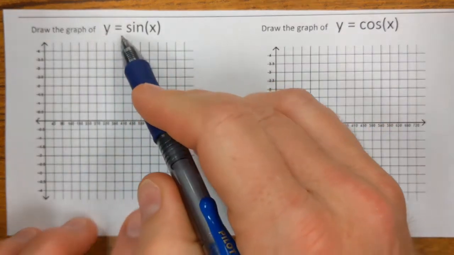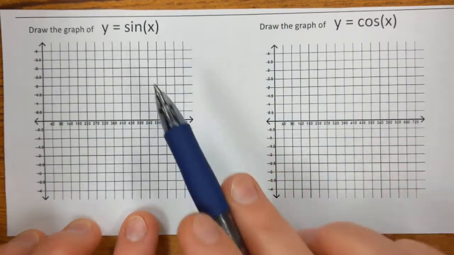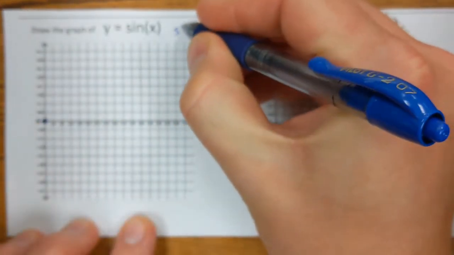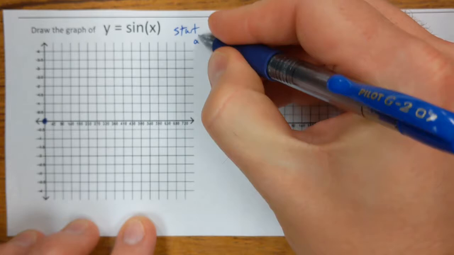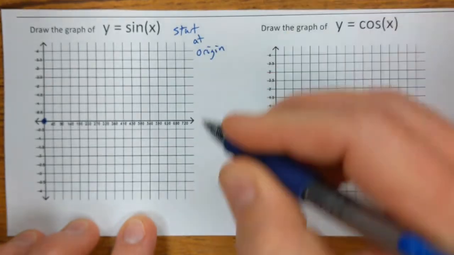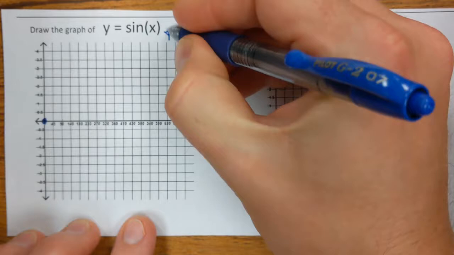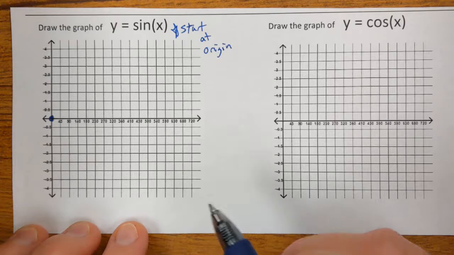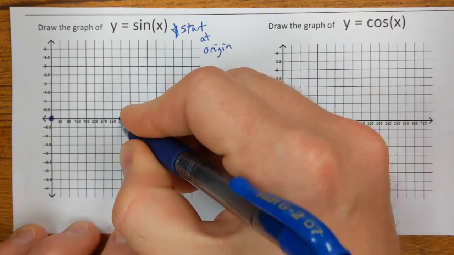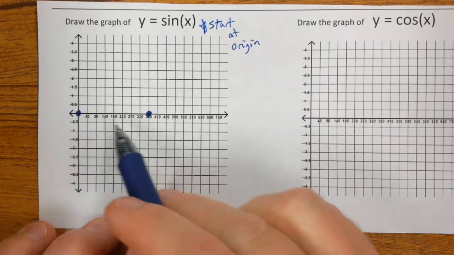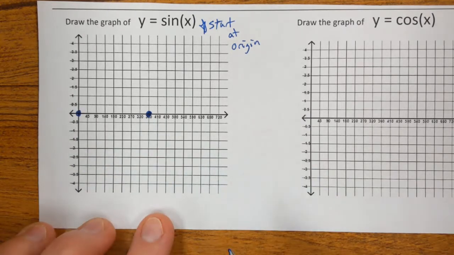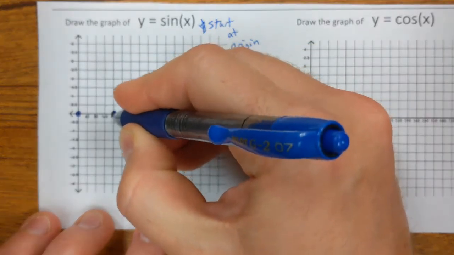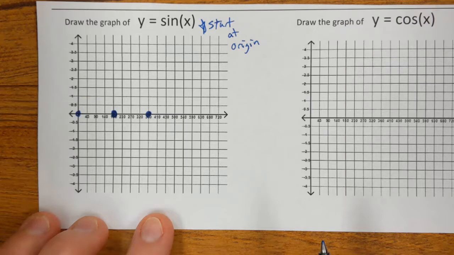When you go to graph y equals the sine of x, you always are going to start at the origin. And that's probably the most important thing to remember with sine. Start at the origin. This is the parent function of sine here. And then sine completes one full cycle every 360 degrees. So in 360 degrees, you're also going to end on the x-axis. Another thing is halfway between, at 180 degrees, the sine curve is going to pass through the x-axis.